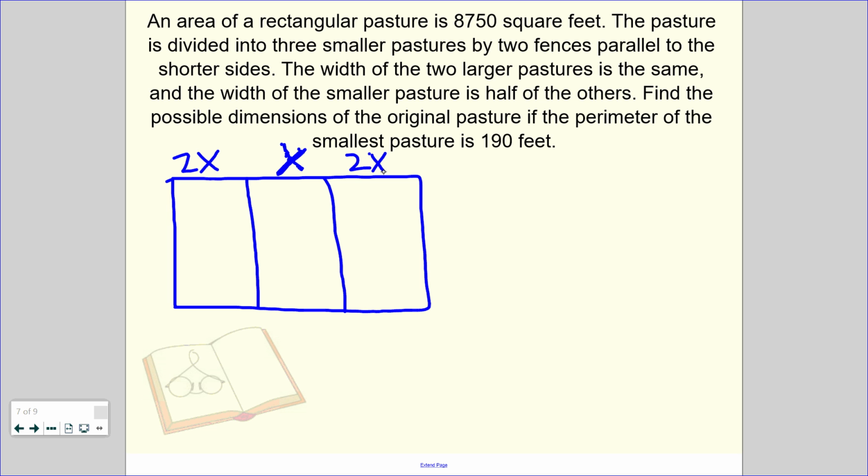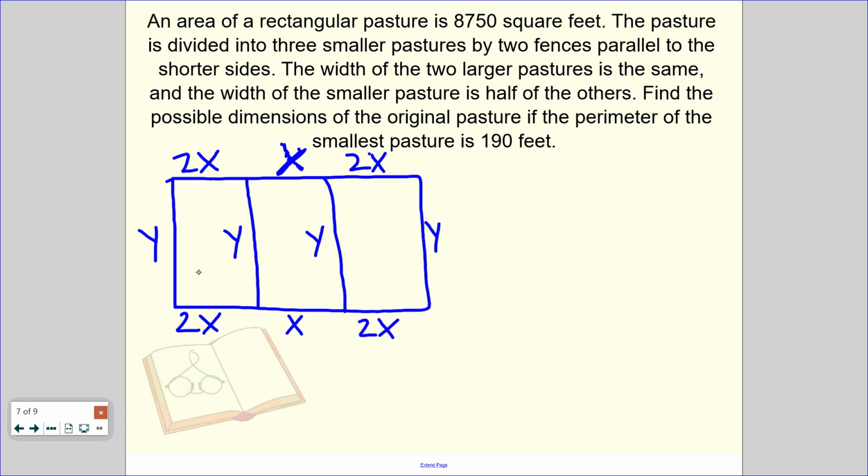It says find the possible dimensions of the original pasture if the perimeter of the smallest pasture is 190 feet. So let's go ahead and label. We don't know this length here, but we're going to call it y, and that means this would also be y, and this would also be y, and this would also be y, and this would be 2x, and this would be x, and this would be 2x.